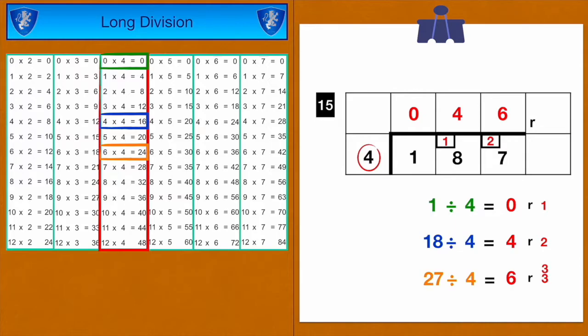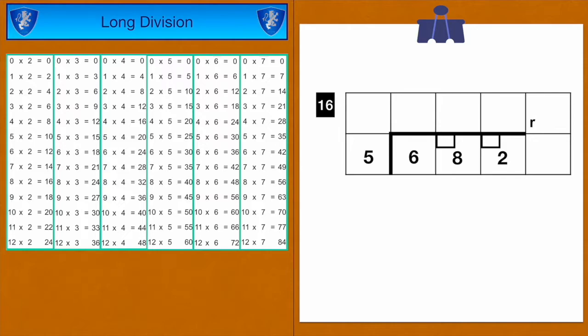Question number 16. This is your 5 times table now. So we highlighted the column again. 6 divided by 5. I'm not going to repeat, but you know where to look for the closer number, right? And check your 5 times table. So it goes in 1 time and a remainder of 1. So the 1 makes it 18 now for part 2.